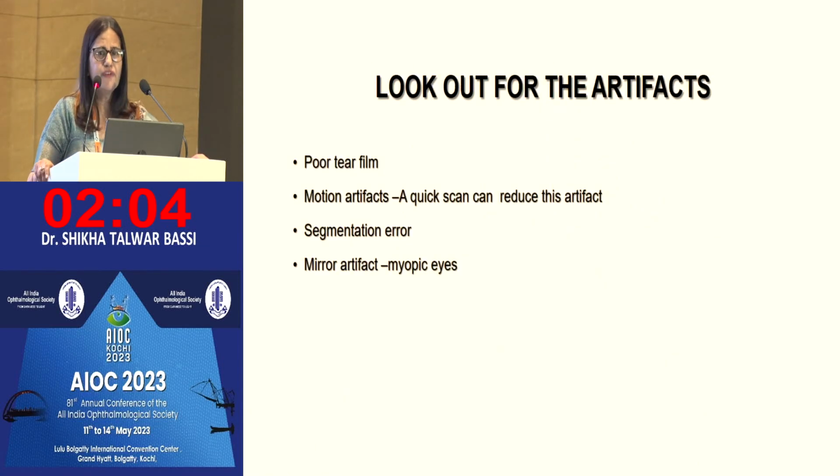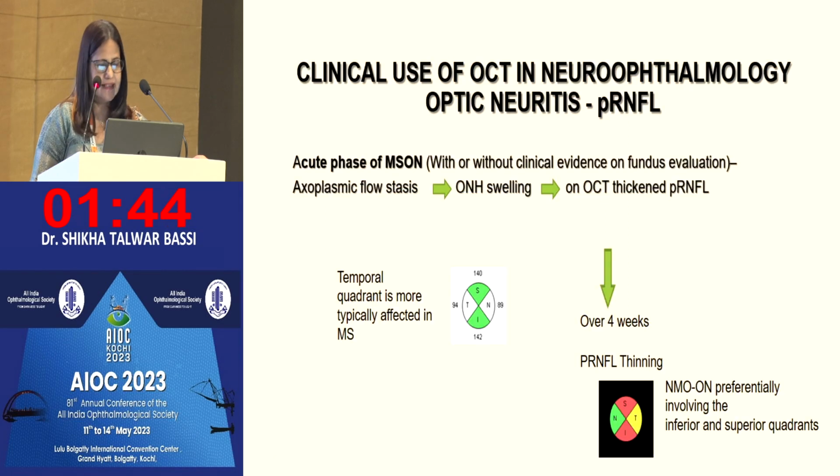Before we start analyzing and using it in clinical practice, we need to look for artifacts. A poor tear film can cause artifacts, motion artifacts can be there, segmentation errors can be there, and mirror artifacts are seen in myopic eyes. So we need to rule them out before using it in clinical practice.